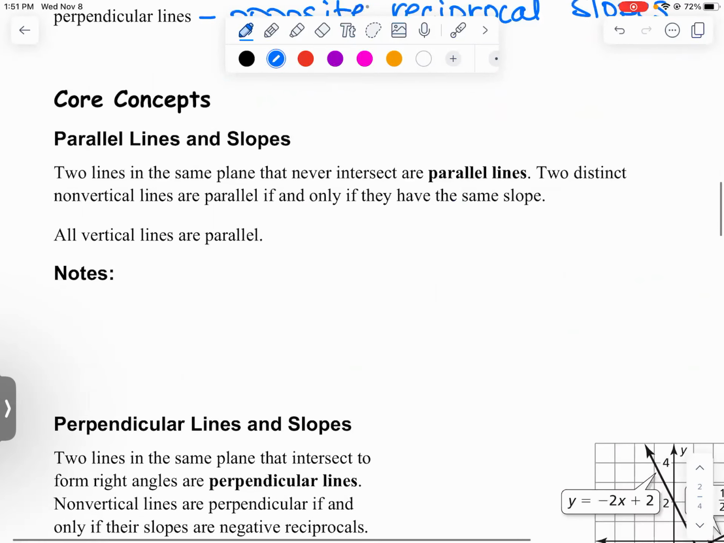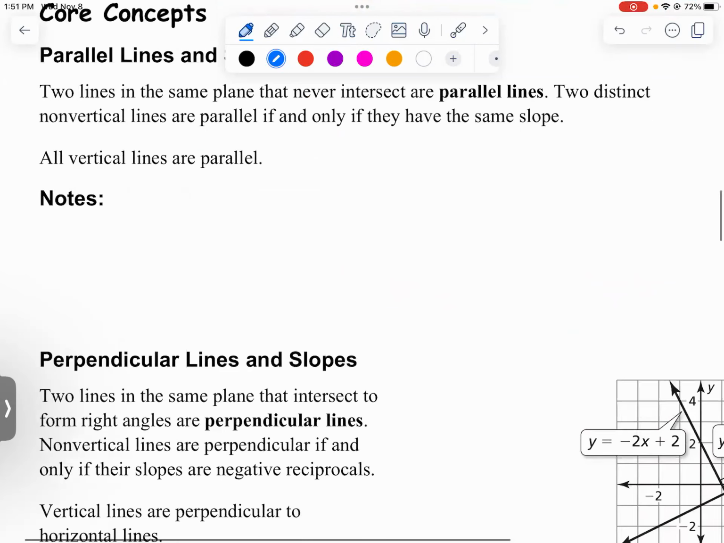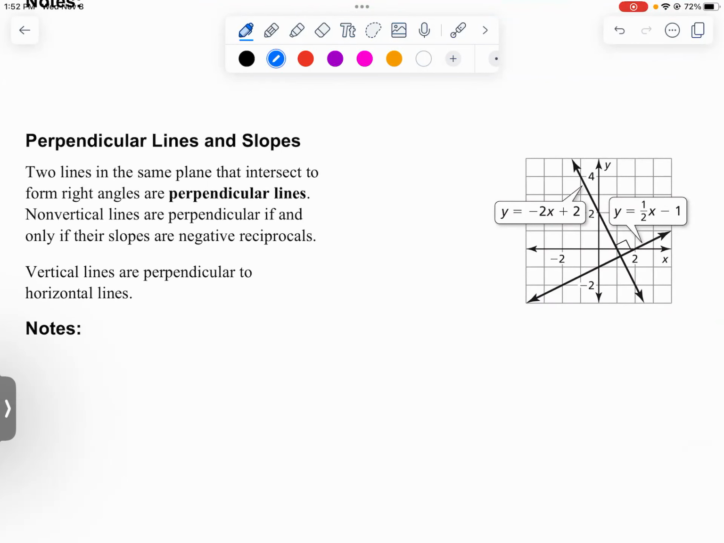So parallel lines are never going to intersect and they're always going to have the same slopes. Perpendicular lines are always going to intersect. And specifically, their slopes are opposite reciprocals. So you can see that this slope is a -2 and this slope is a +1/2. Are those opposite? Yes. One's positive, one's negative. Are they reciprocal? 1/2, and this is like 2 over 1. Those are flips. Those are upside down. They're reciprocals of each other.